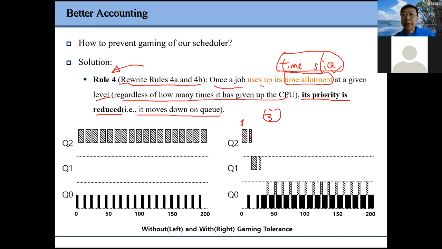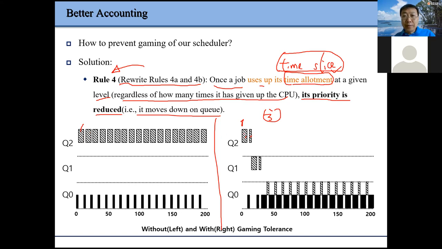So in this way, actually, if we don't have this rule, then this smart process may give up the CPU in a very short time period. Then the scheduler says, okay, this guy is a shorter job, give up CPU, right? So we keep this job on the topmost queue. Then this job can gain more percentage of CPU time.